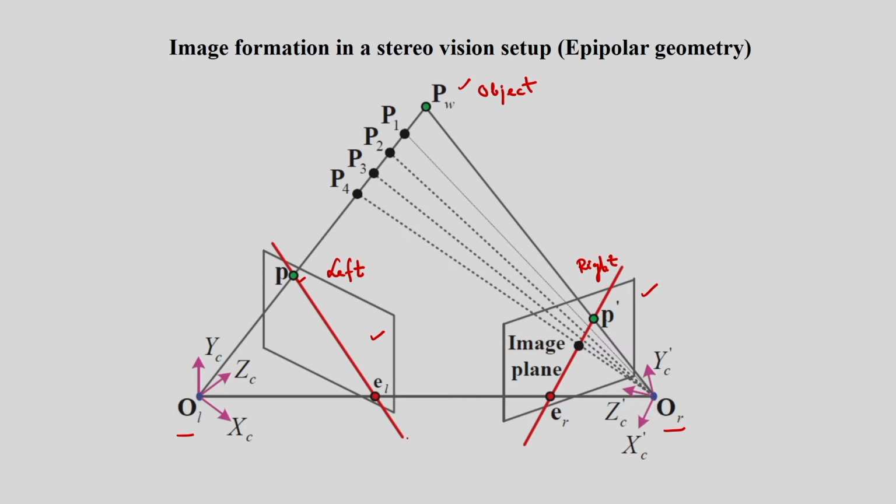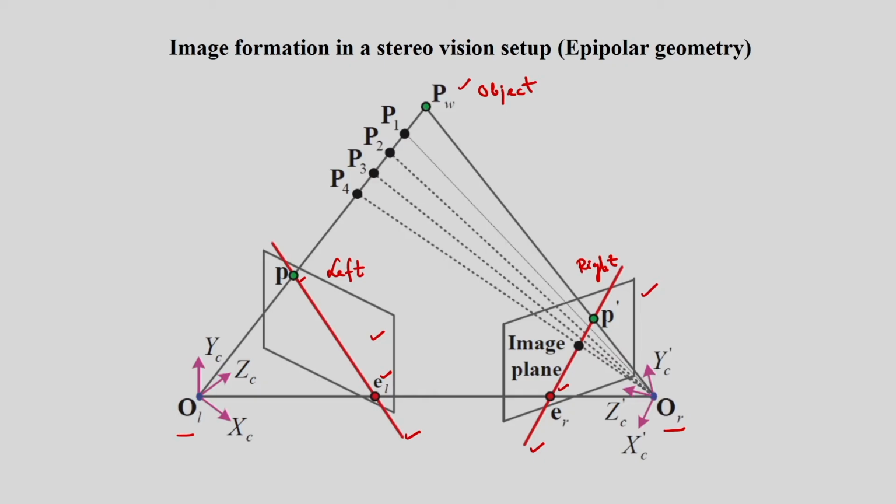One is the left epipolar line and this is the right epipolar line. And also I have shown the epipoles. One is the left epipole EL, another one is the right epipole ER. So you can see the image formation in a stereo vision setup, and I have shown the two images, the left image and the right image. In the left image, I have shown the projection of the points P1, P2, P3, P4 and PW, and in the right image plane, the projection of P1, P2, P3, P4.